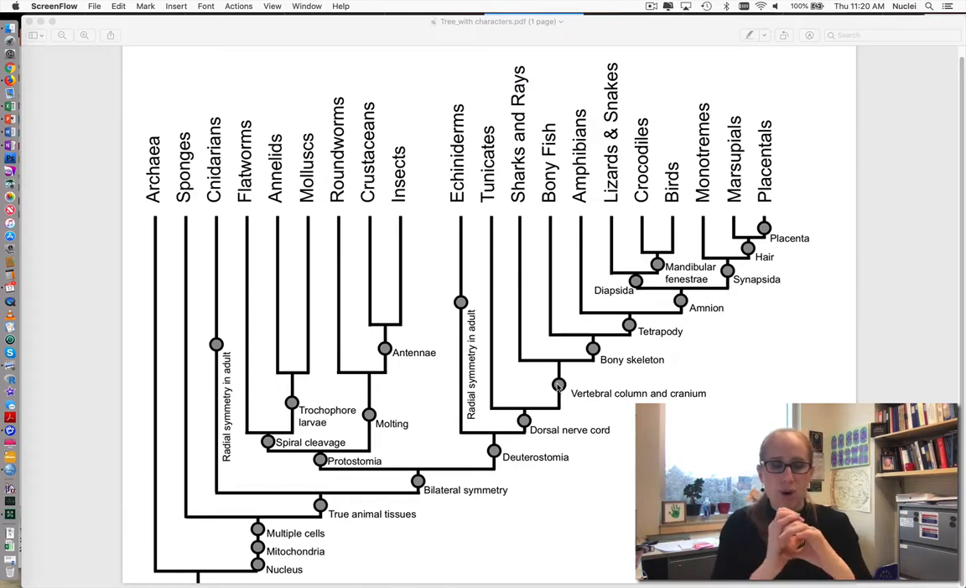And so to have a bone that encases it gives us a huge advantage, especially as we move on to land and have to deal with some of the harsher environments that we have here on land where gravity's having an effect.